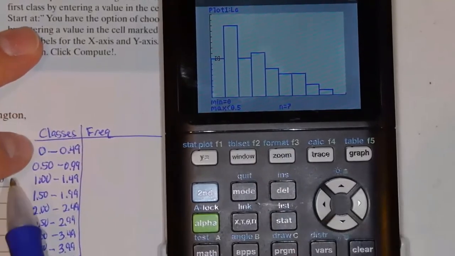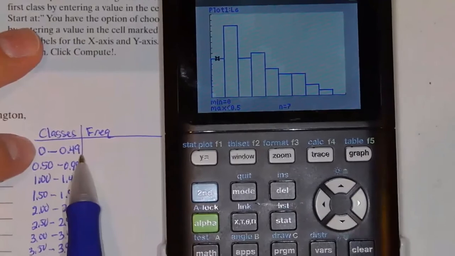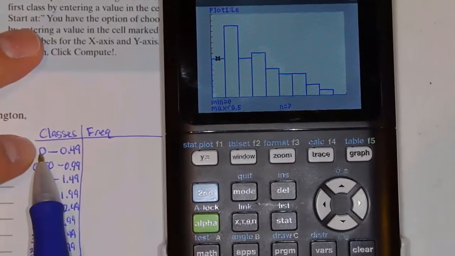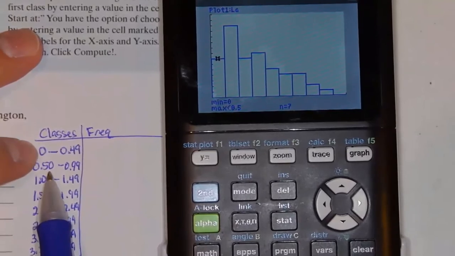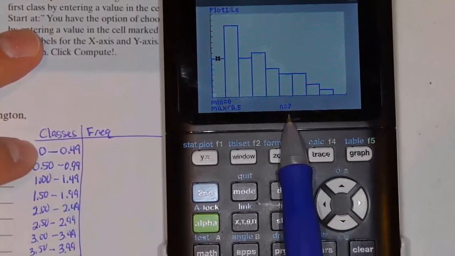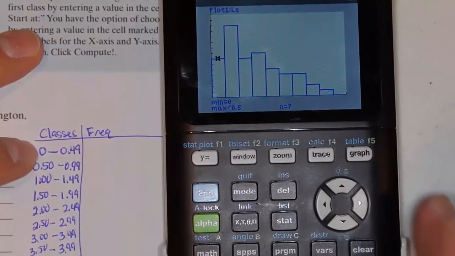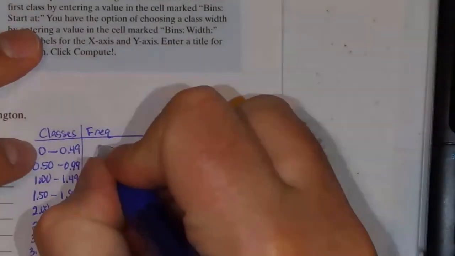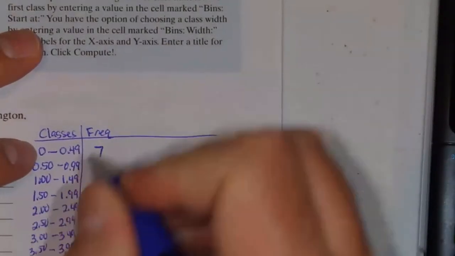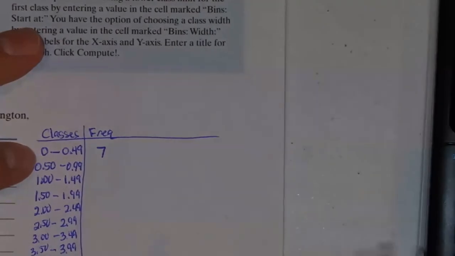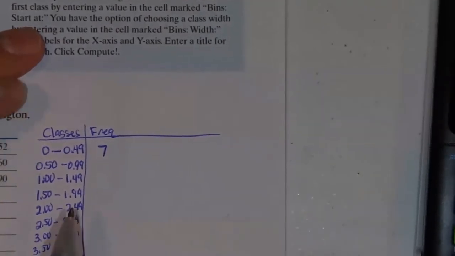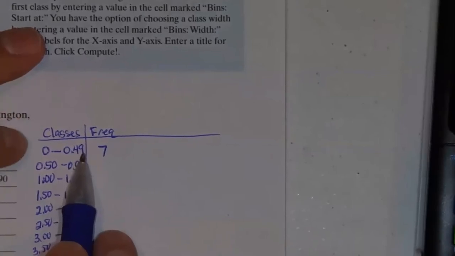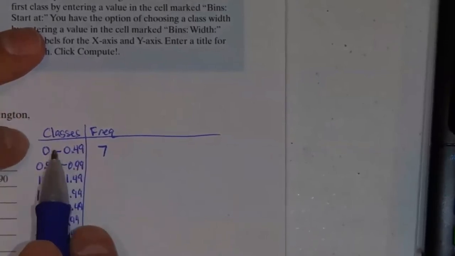So that's giving me my first class, essentially. So I'm going from 0 to just under 0.5. 0.5 is where the next class starts. And then this number over here, 7, that's the count. That's the frequency. So there are 7 states whose cigarette tax is somewhere between 0 and 49 cents. Okay, again, that would really be just below 50 cents. So if it was like 49.5 cents, that would be in here.